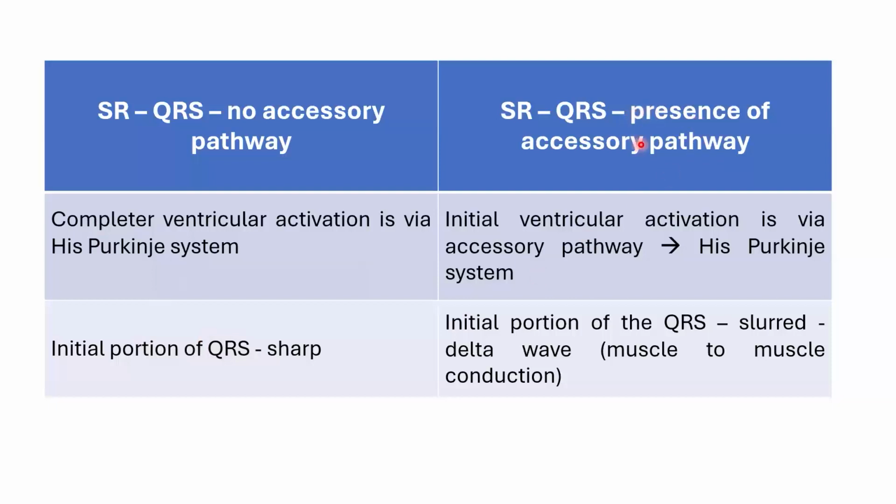When there's an accessory pathway, there is a fusion between the accessory pathway conduction and the His-Purkinje system, with initial ventricular activation via the accessory pathway, which is then followed by the His-Purkinje system. This initial ventricular activation via the pathway leads to a delta wave, which is slurred. The slurring is due to the slow muscle-to-muscle conduction.